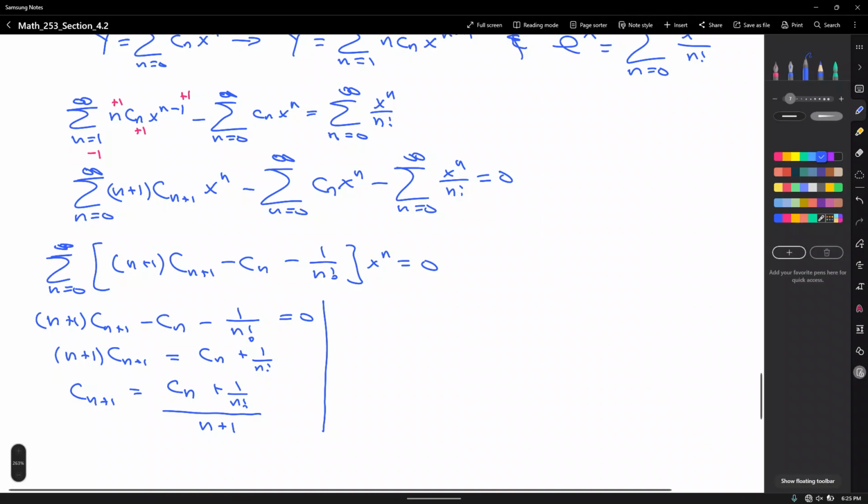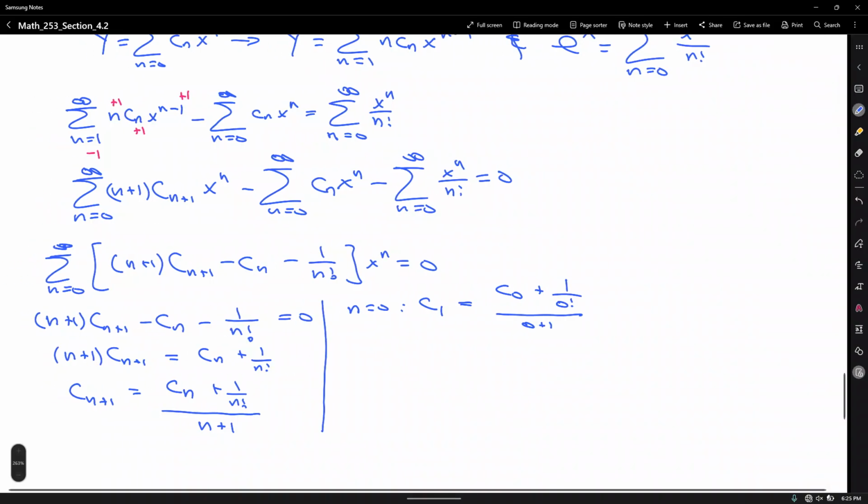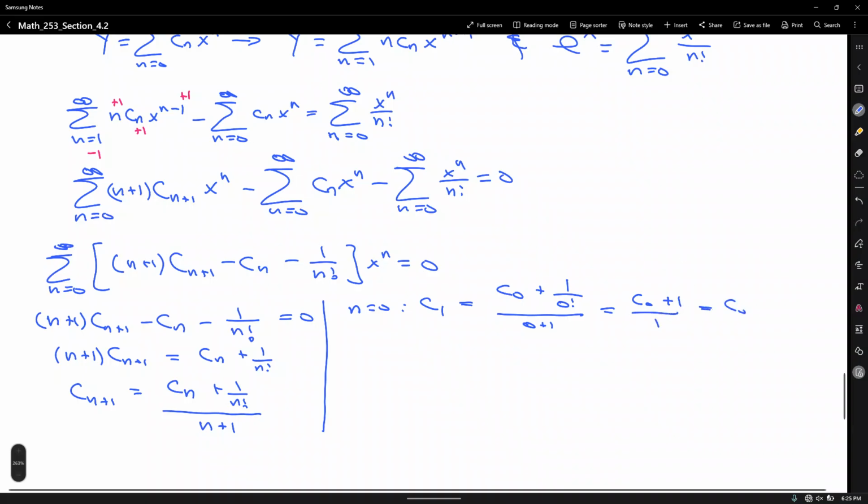Okay, so n equals 0. That is c sub 0 plus 1, that is c sub 1 equals c sub 0 plus 1 over 0 factorial divided by 0 plus 1. But what is that? Isn't that c sub 0 plus 1 over 1? Which is simply c sub 0 plus 1. Do you guys agree with this?